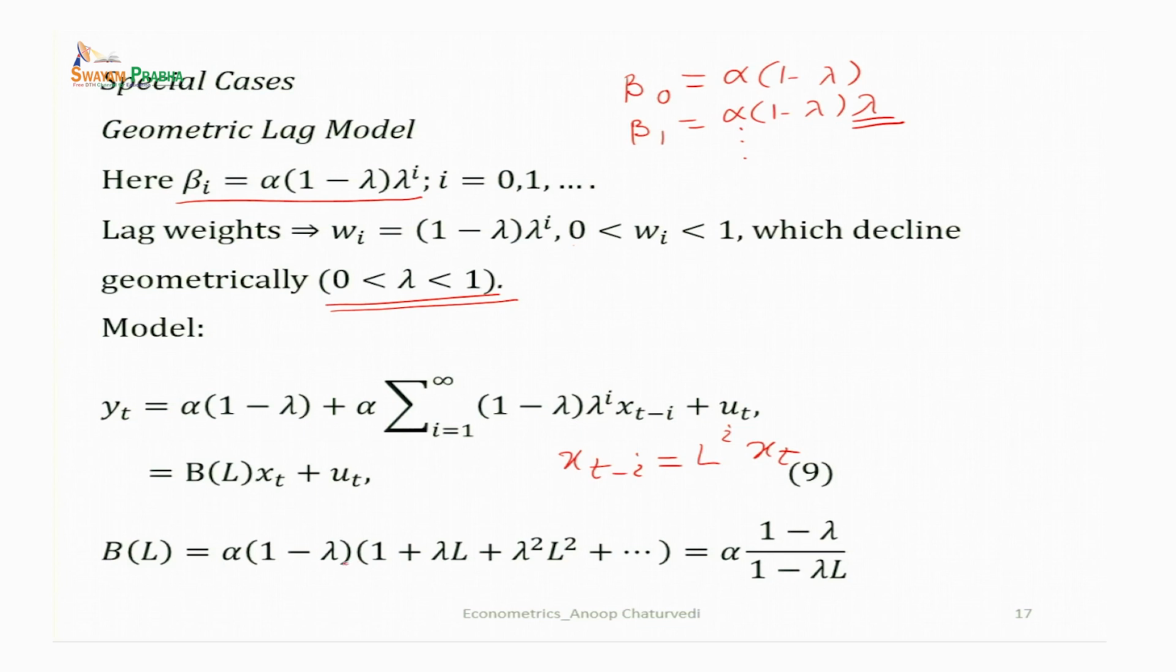And then we write it as, actually this is equal to alpha into 1 minus lambda upon, here actually you have a geometric series. So, you can write it as 1 upon 1 minus lambda L. You have an infinite geometric series here. So, B L is equal to alpha into 1 minus lambda upon 1 minus lambda L.